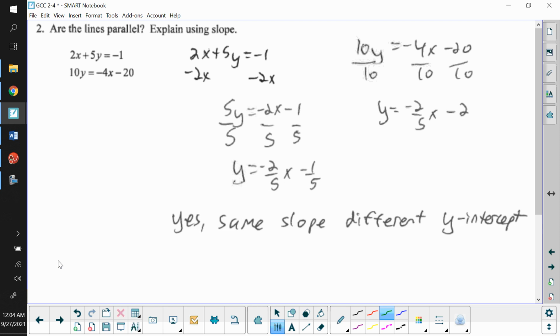Notice we have the same slope. We've got to check our y-intercepts. They are different. So yes, we do have parallel lines because they're the same slope and different y-intercepts. If they happen to have same slope but the same y-intercept, that would just be the exact same line. So that would technically intersect everywhere.